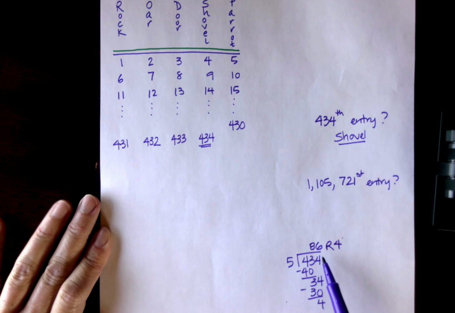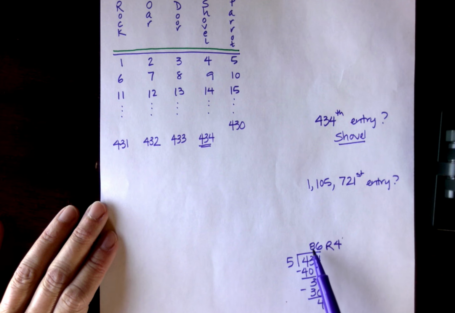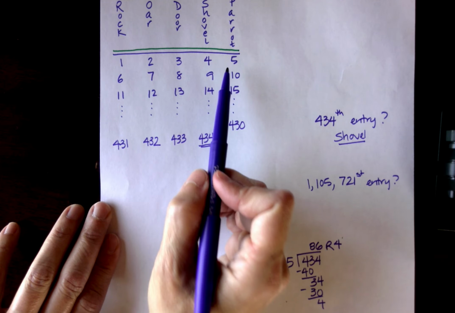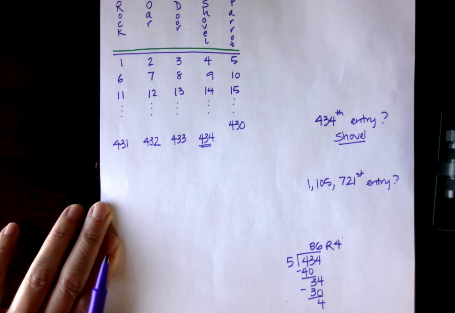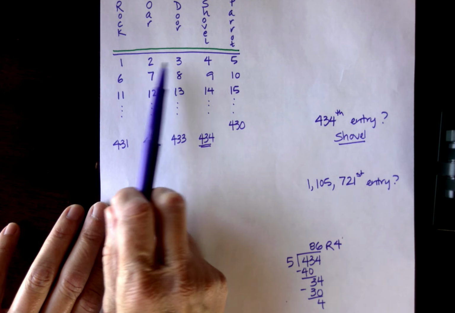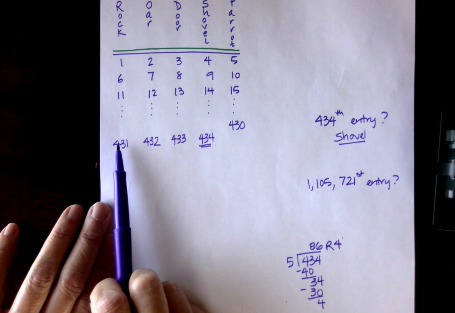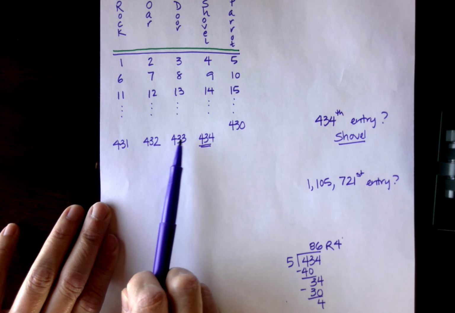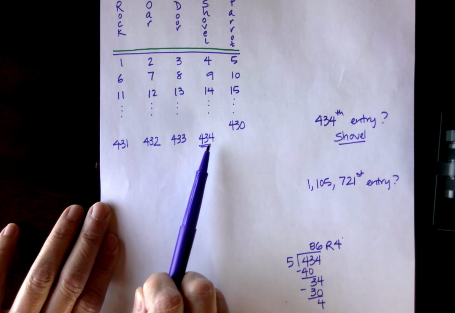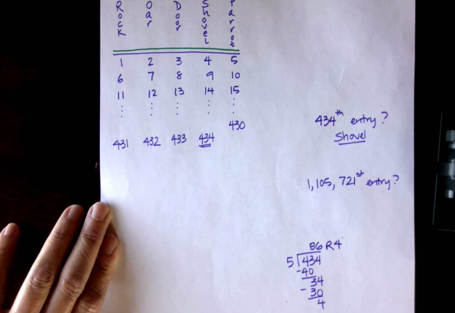So you may have seen an answer written something like this: 86 complete sets with 4 extra items on the end. That would mean if we were to draw out the entire table of these, we would have 86 complete rows, and then we would need 4 extra items. That's these 431, 432, 433, 434 is our 4th extra item. That's how we would have found that.